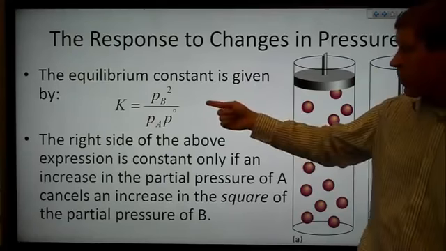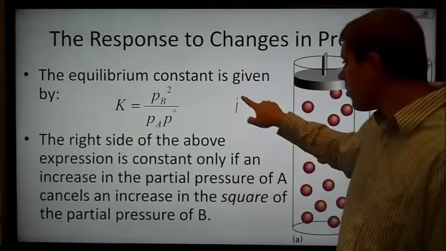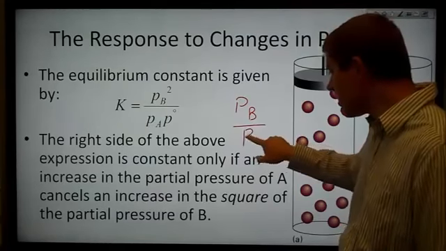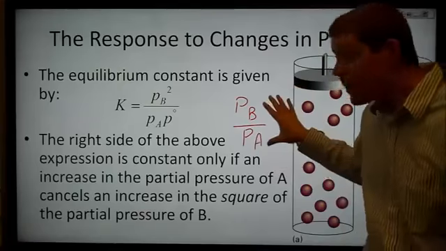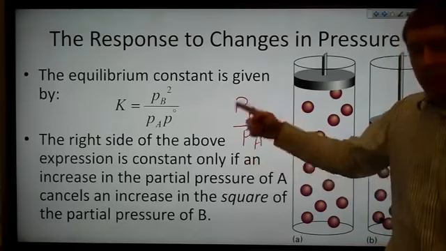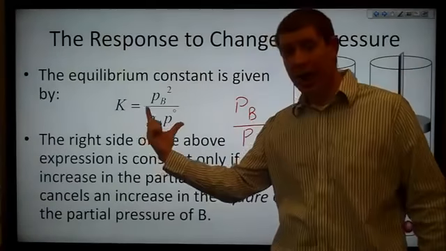Because remember, we said the ratio between partial pressure of B and partial pressure of A, this value is a constant when we squeeze our system. But if this value is constant, then that means this value cannot be constant.